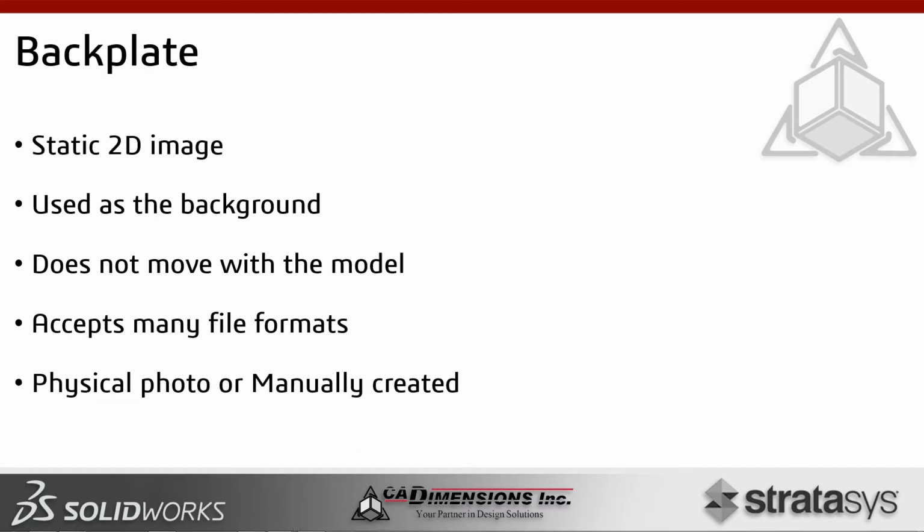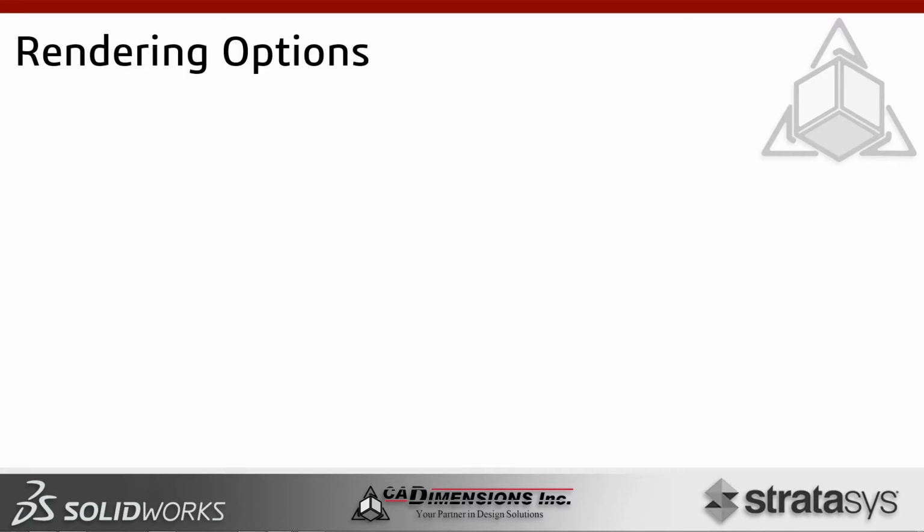And you can typically use any sort of physical photo or something that's manually created. So if you're creating something in Photoshop or After Effects or anything like that, you can use that for a background, or you can use like a physical photo. So if you're actually taking a photo of something, you can absolutely use that as a backplate just so it looks extremely realistic.